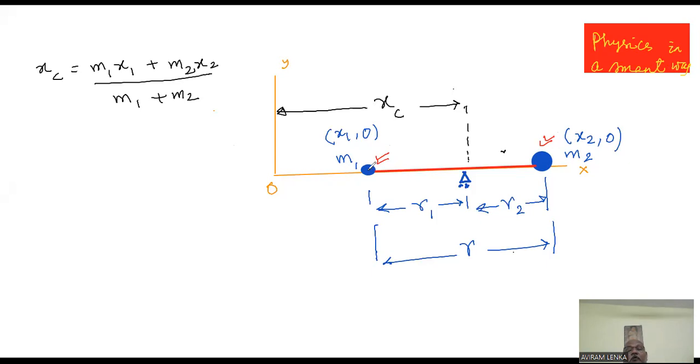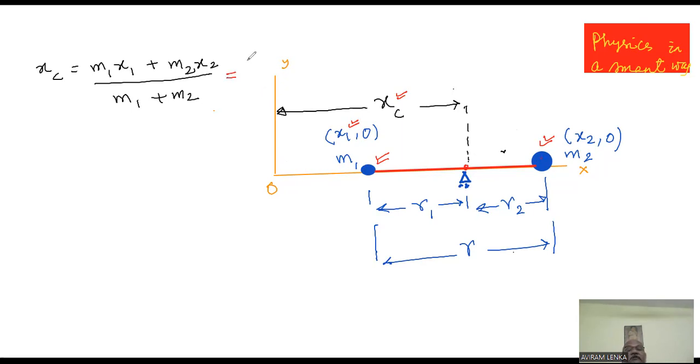The position of M1 is given in terms of its x-coordinate, that is x1, and the position of M2 is given by its x-coordinate, that is x2. x2 means from the origin to the mass M2. x1 means from the origin to the mass M1. And our job is to find the position of the center of mass. Let us say the center of mass has an x coordinate xc, then we have a formula and we can immediately find the center of mass.